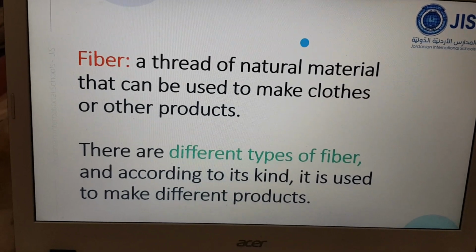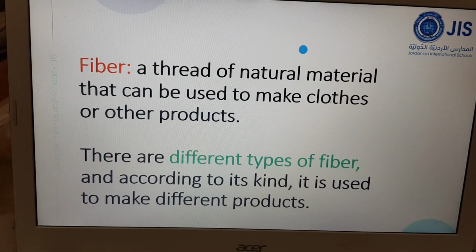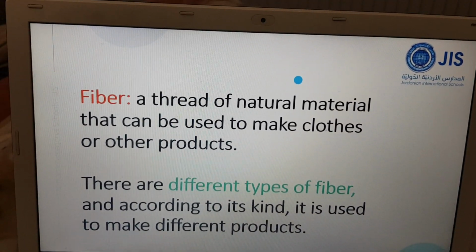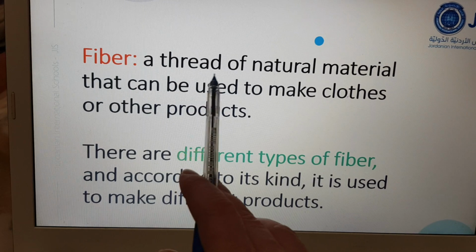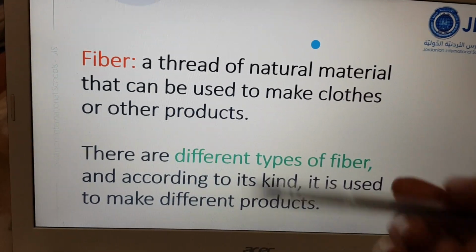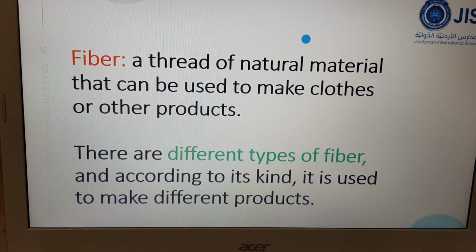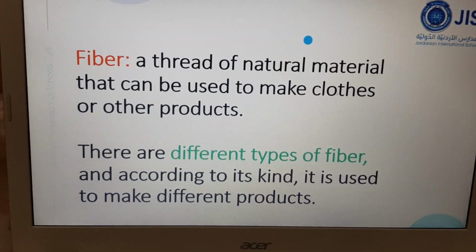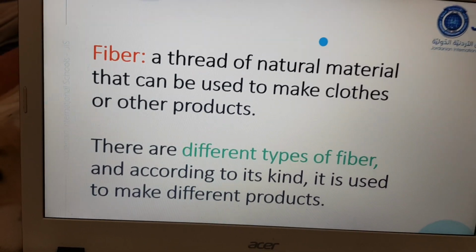Now, the word fiber means a thread of natural material that can be used to make clothes or other products. So the word fiber means thread. It's like a line, okay? But it's taken from natural material and we use it to make clothes and other products. Okay, and we will see now some pictures.